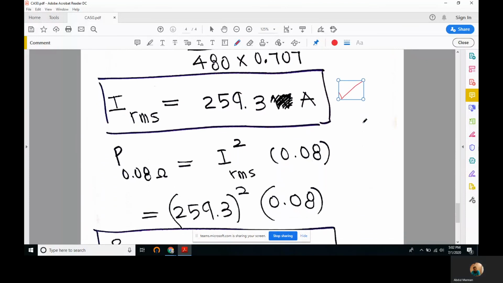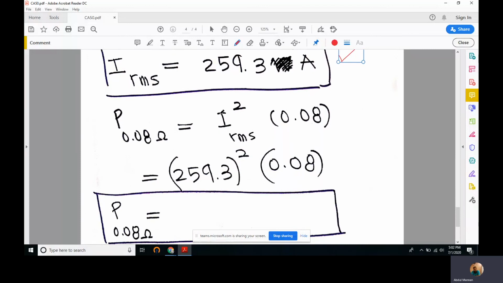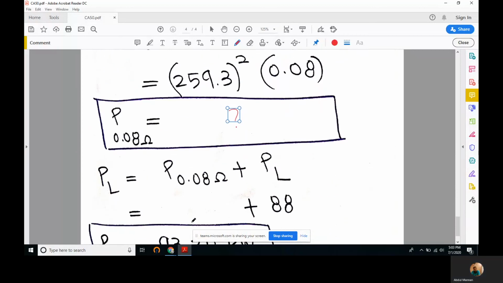We can find the power absorbed in the 0.08 ohm resistor by using the formula that we studied in the last lecture, I RMS squared times R. I haven't calculated it. You are encouraged to use a calculator to calculate the exact value. And once we put that value here, compute it in kilowatts. Whatever you get here divided by 1000 would be the power in kilowatts.